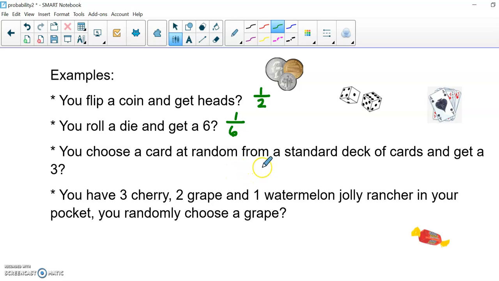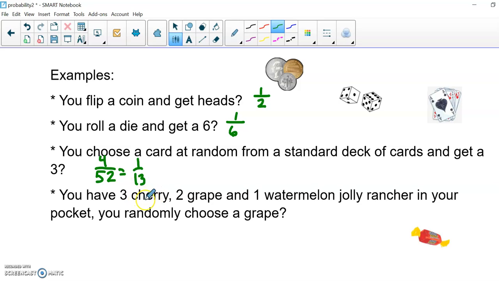You choose a card at random from a standard deck of cards and get a 3. If you remember, a deck of cards has 52 cards and it has 4 of each number. So we have 4 3s in our deck of cards. So we're going to go ahead and reduce that, 4 over 52. It looks like we would reduce that to 1 over 13. So there's a 1 out of 13 chance that we'll get a 3.